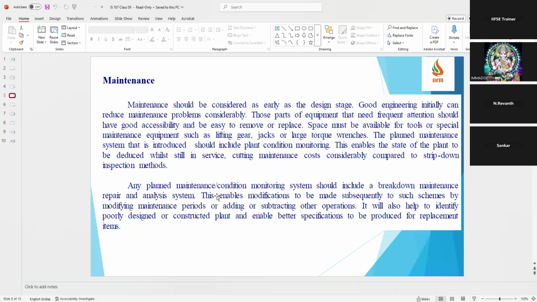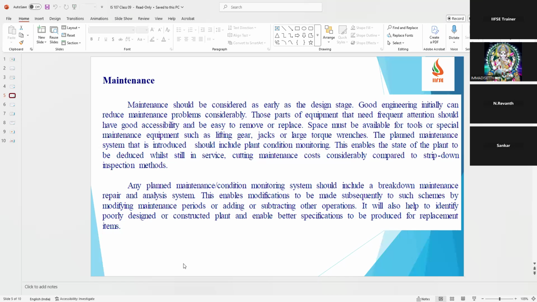And any planned maintenance or condition monitoring system should include a breakdown maintenance repair analysis system. This enables modifications to be made subsequently to such schemes by modifying maintenance periods or adding or subtracting other operations. So these maintenance or monitoring systems give us the indications of when we need to change an oil, when we need to change particular or specific parts of the machine. With this, some of the activities can be reduced also.